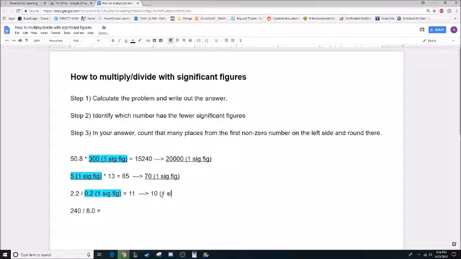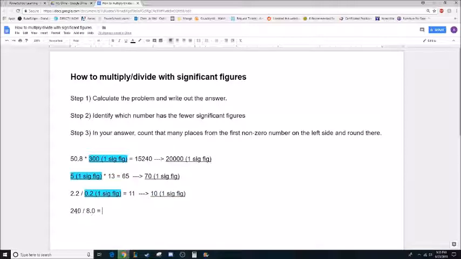And I know I got the right answer because, again, in my answer, 10, it has 1 sig fig, which is the same as the one of my 2 numbers from the problem, and it has the same number of sig figs as the one that has the fewer significant figures. I'm going to underline that so you can see.